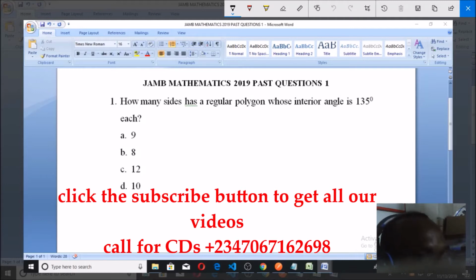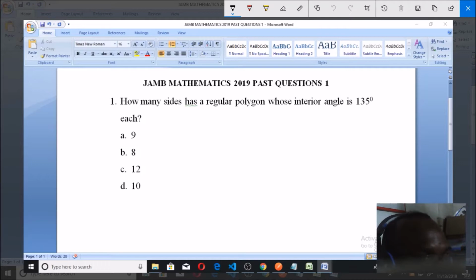If you buy your JAMB past questions, you may see that what you have as your number 1 is not the same as this. It doesn't really matter. You can be having my number 1 in your number 20 or number 15. So what's important is that you get the concept that is being explained. So let's look at this.